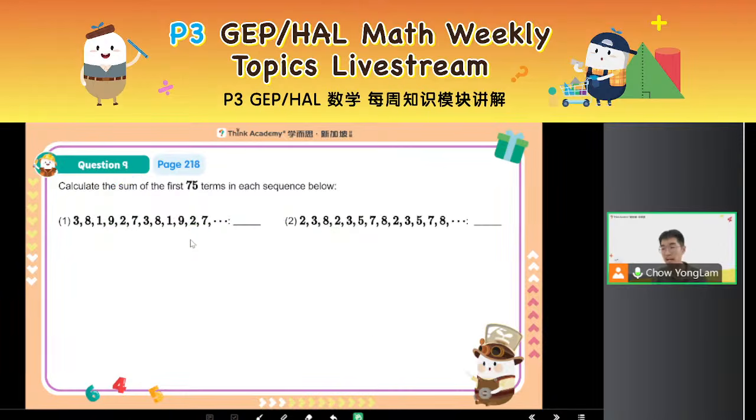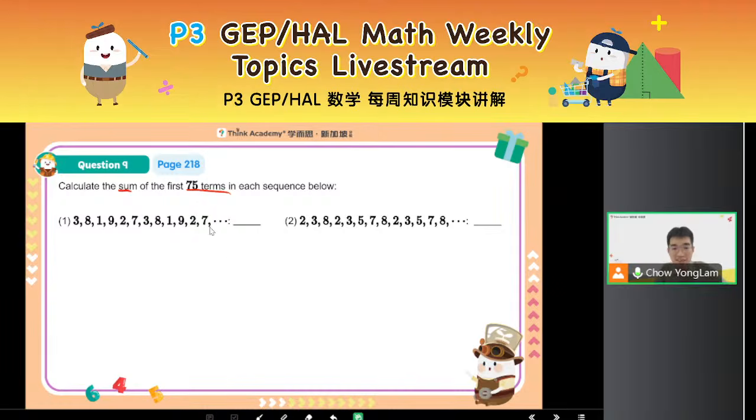This time, I'm not asking for one term. I'm not asking how many terms. I'm asking what is the sum of the first 75 terms in each sequence below? Okay, so let's read the first question. We have 2 questions this time.